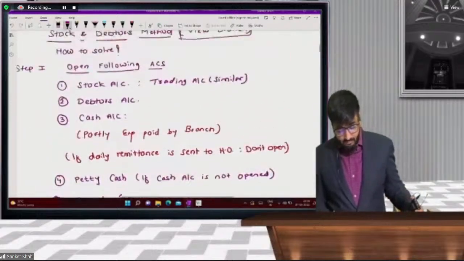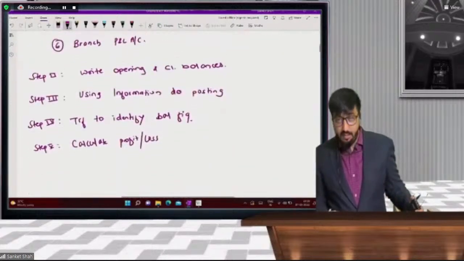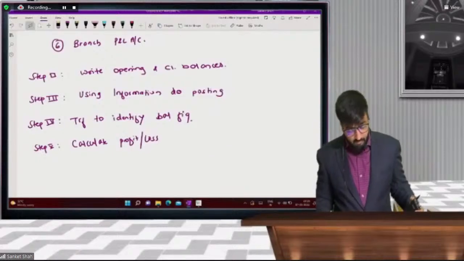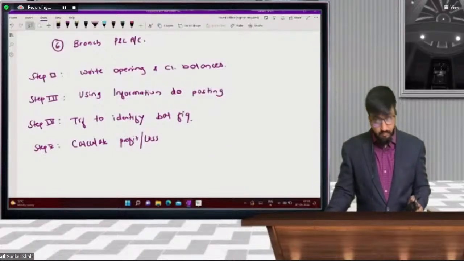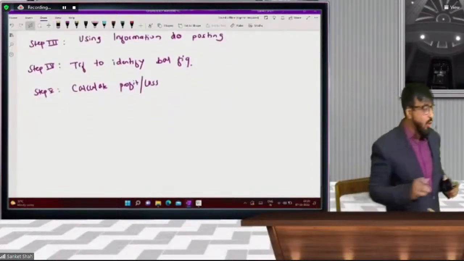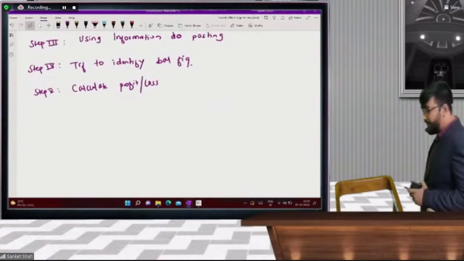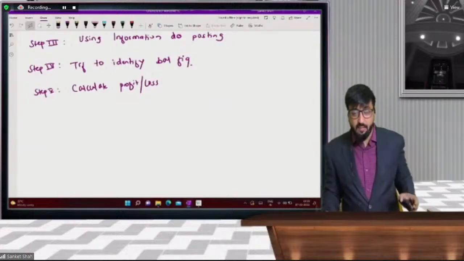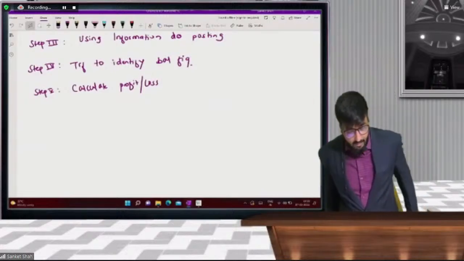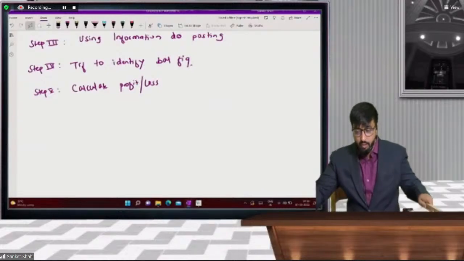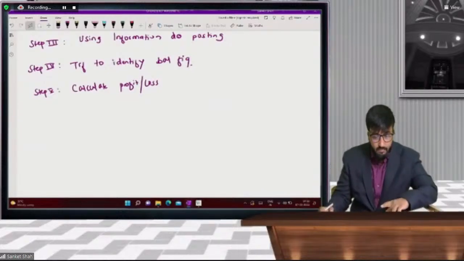Easy. All steps you have written. All steps over. Now we are going to solve illustration number 1 again. Using which method, beta? Stock and debtors method. So write down: using stock and debtors method, we are going to solve illustration number 1.